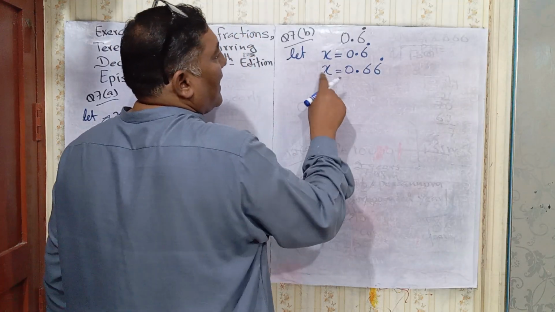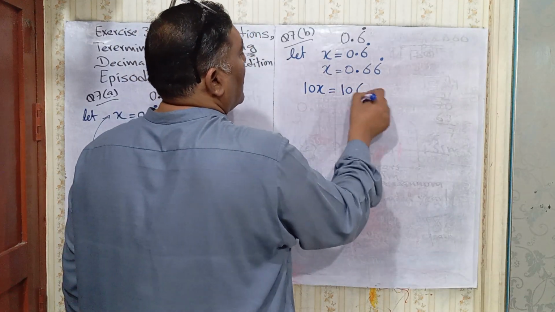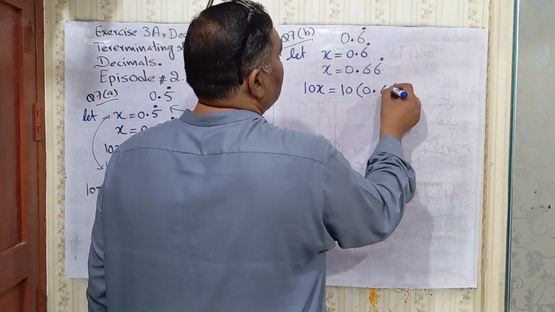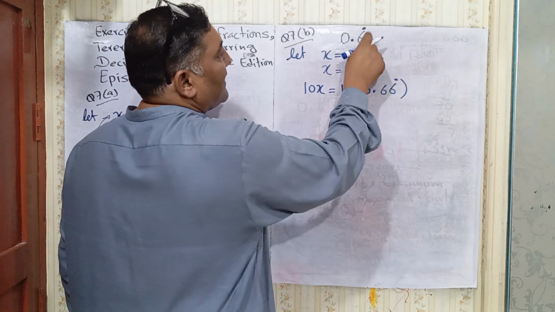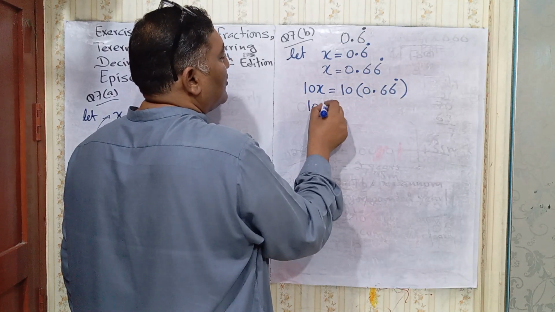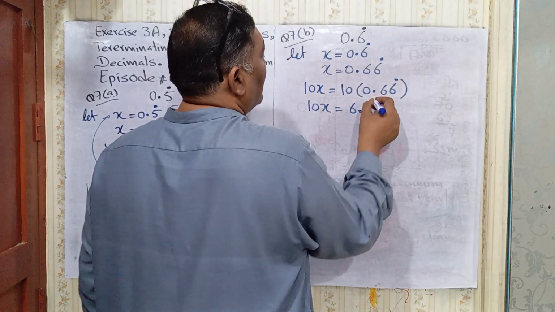Now I will multiply both sides by 10. Okay. So why multiply by 10? So that this 6 dot will come on the tenths place, because here it is on the tenths place. Okay. So this is the basic thing. So this will become 6.6 dot.